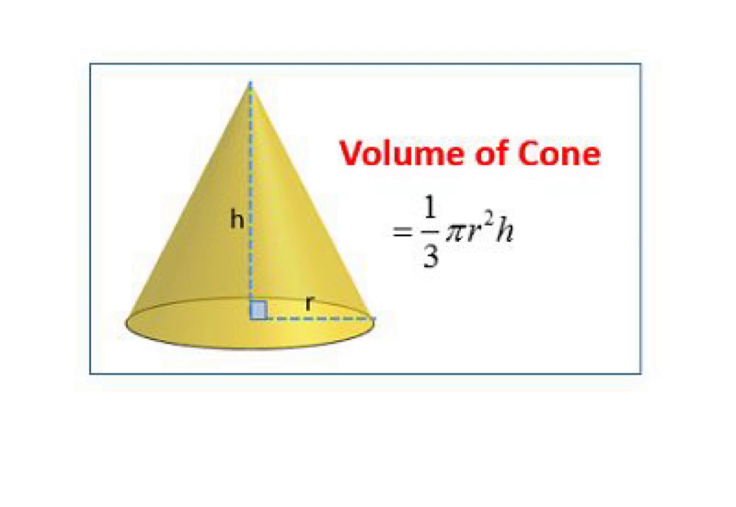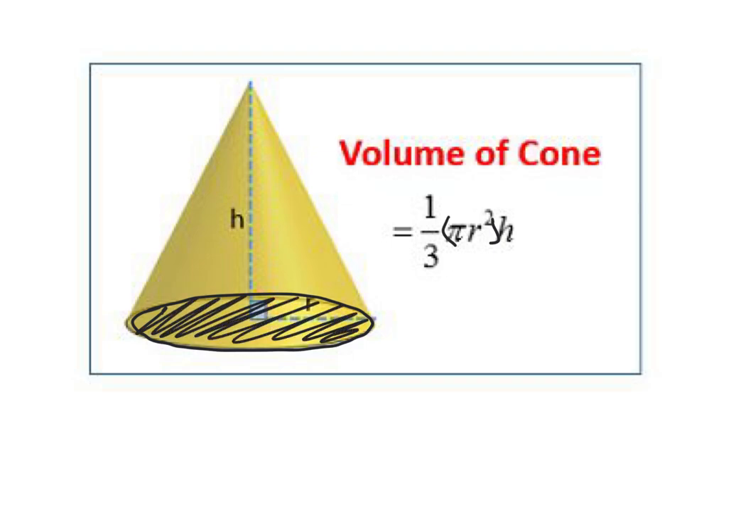So we have the area of our circular base as pi r squared. So that's this. So there's the area of our base times the height. And then because it's a cone, we are going to multiply by 1/3 or divide by 3.